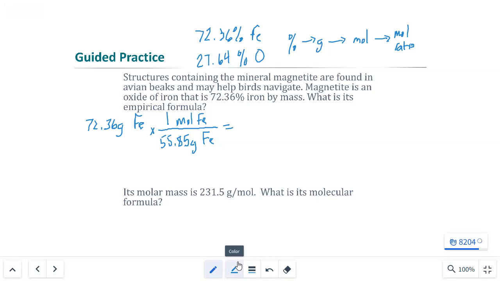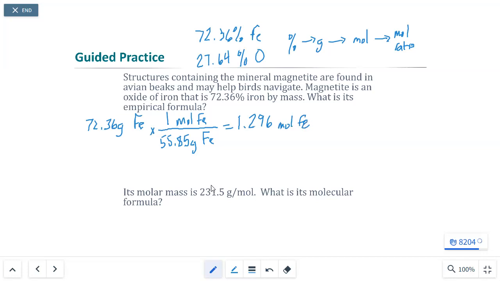72.36 divided by 55.85. To 4 significant figures, 1.296 moles of iron.